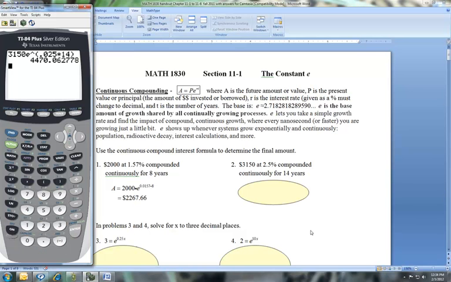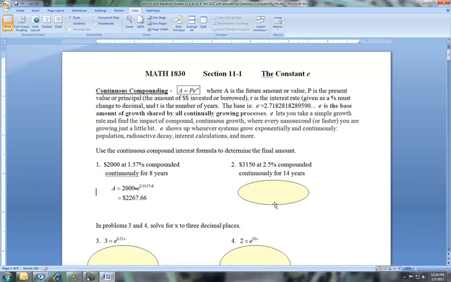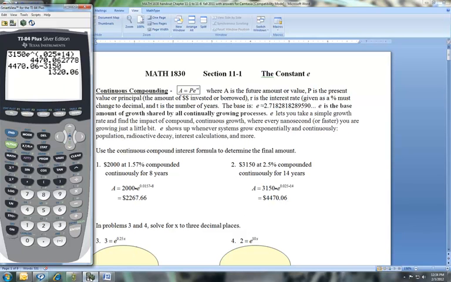I came up with $4,470.06. Let's see, 4470.06 minus 3150. That's the amount of interest that amount of money would earn if it was at that interest rate for that time. So let's see if that's what I came up with. 447076. There it is. All right. I'll clear that off.